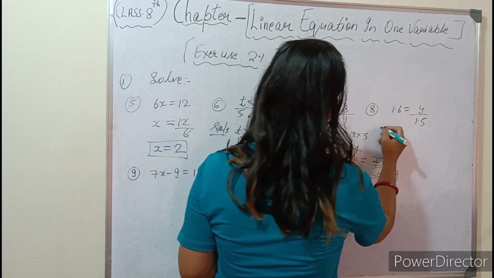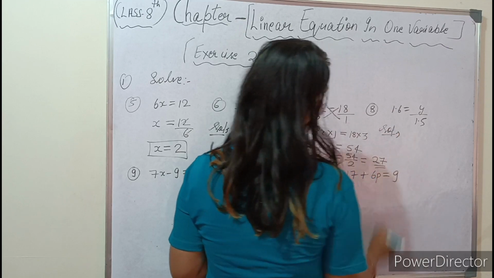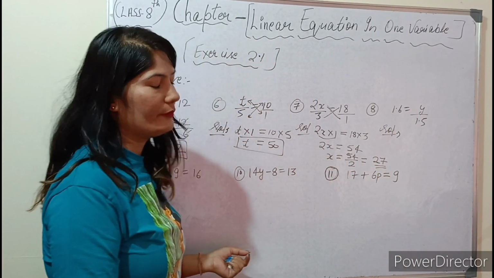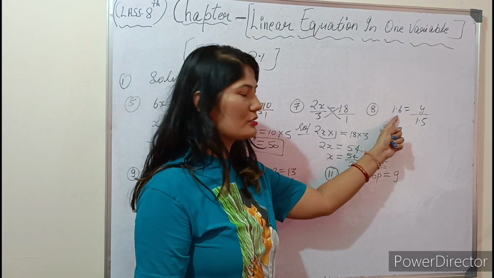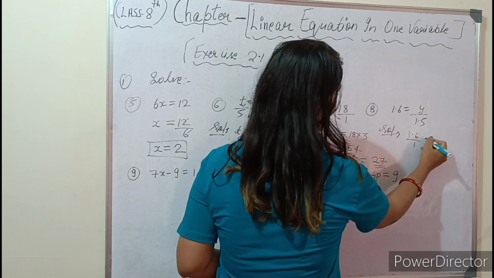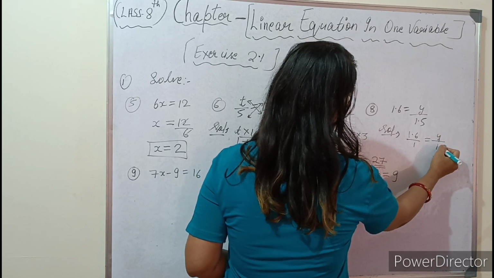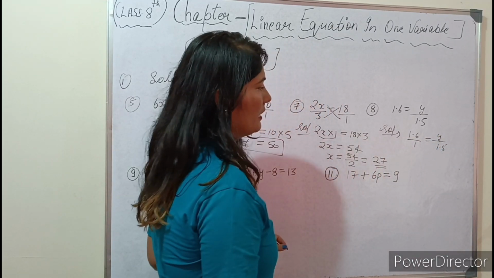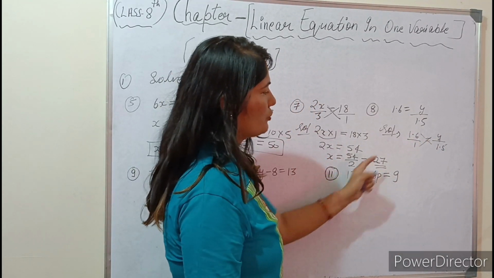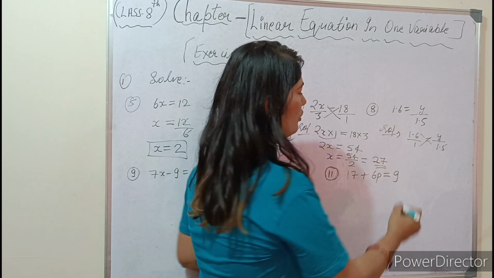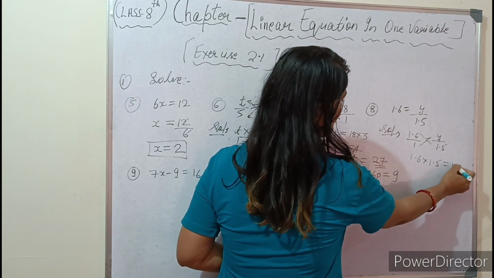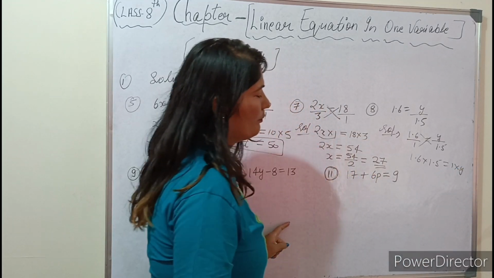Now moving to 8th part. So same here, 8th part, you will see this is y by 1.5. So try to write 1.6 also in terms of fraction. So we can write 1.6 by 1 is equals to y upon 1.5. Right. So here by cross multiplication again. So 1.6, you see the arrow, 1.6 multiplied by 1.5 is equals to 1 multiplied by y.